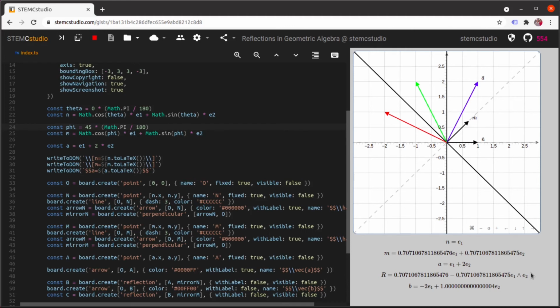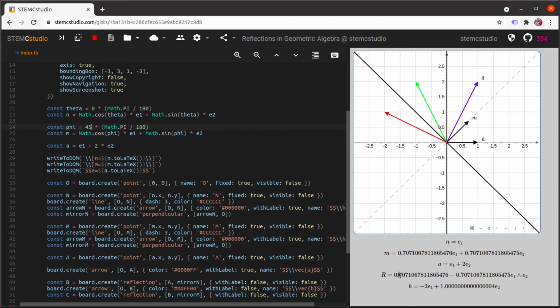What we're expecting is that our rotor will have a scalar part and it will have a bivector part. We will see in future videos that actually this rotor can be expressed as something like a cosine of an angle and a sine of an angle with a quantity that squares to minus 1. And you should know that E1 wedge E2, which is just E1 E2, squares to minus 1.